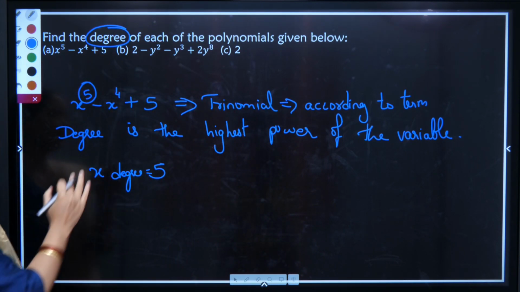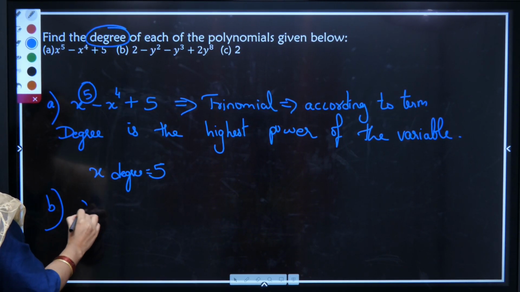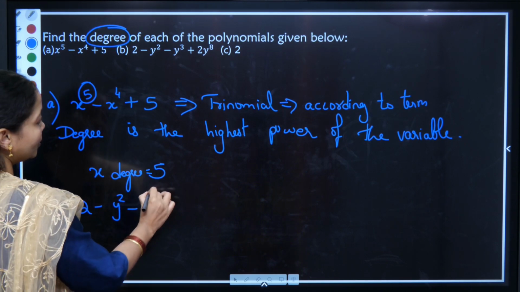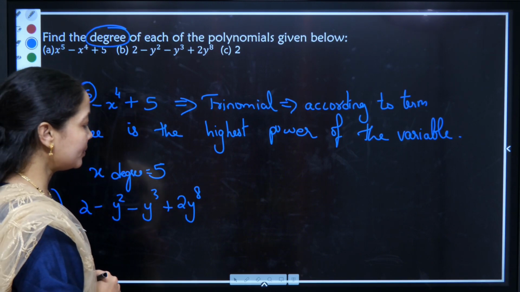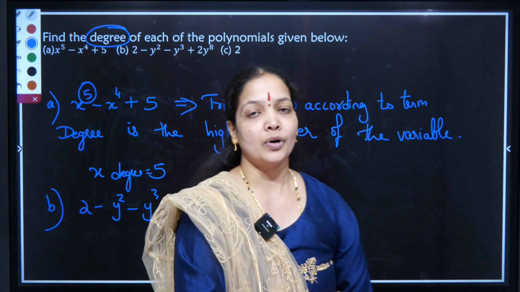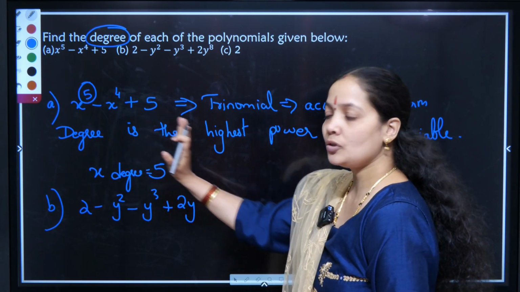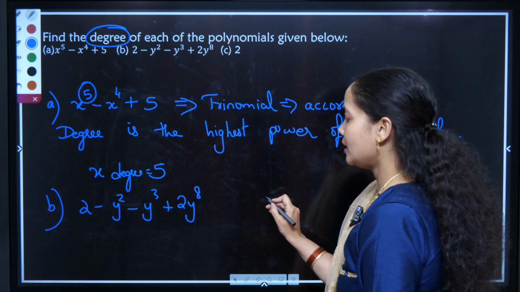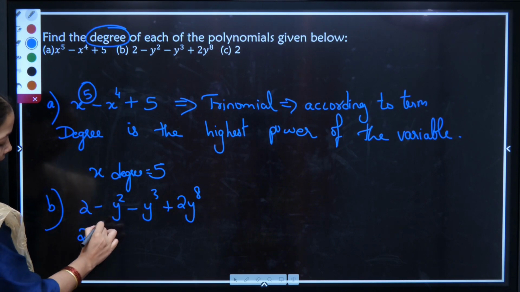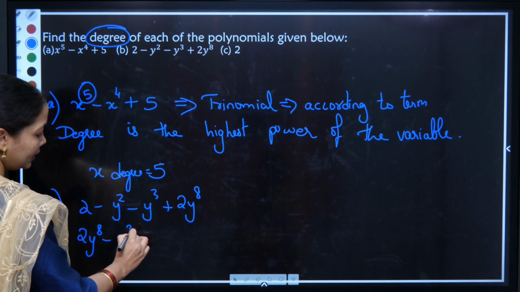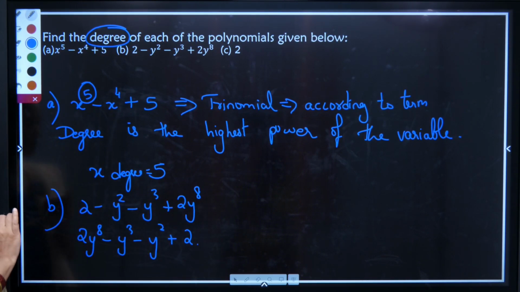Going to the second question, we'll analyze it here only. This was question A, and this is question B. Writing it here: 2 minus y square minus y cube plus 2y power 8. Now this polynomial is not arranged according to standard form. What is standard form? Standard form is aligning each term from the higher order degree to the lower order degree. This is given in a reverse format. So the exact version of writing it in standard form will be 2y power 8 coming in front, then y cube, then y square, then plus 2 coming last. This is the standard form of the equation.